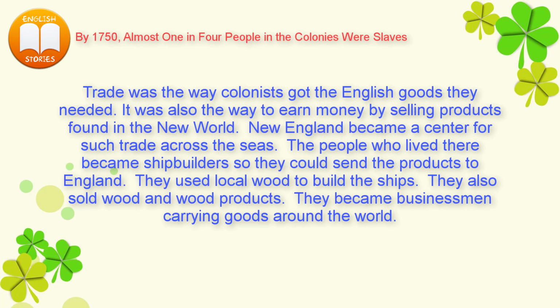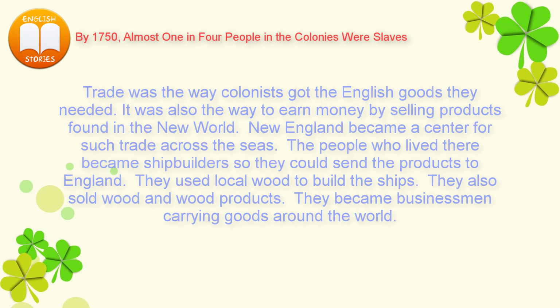New England became a center for such trade across the seas. The people who lived there became shipbuilders, so they could send the products to England. They used local wood to build the ships. They also sold wood and wood products. They became businessmen carrying goods around the world.